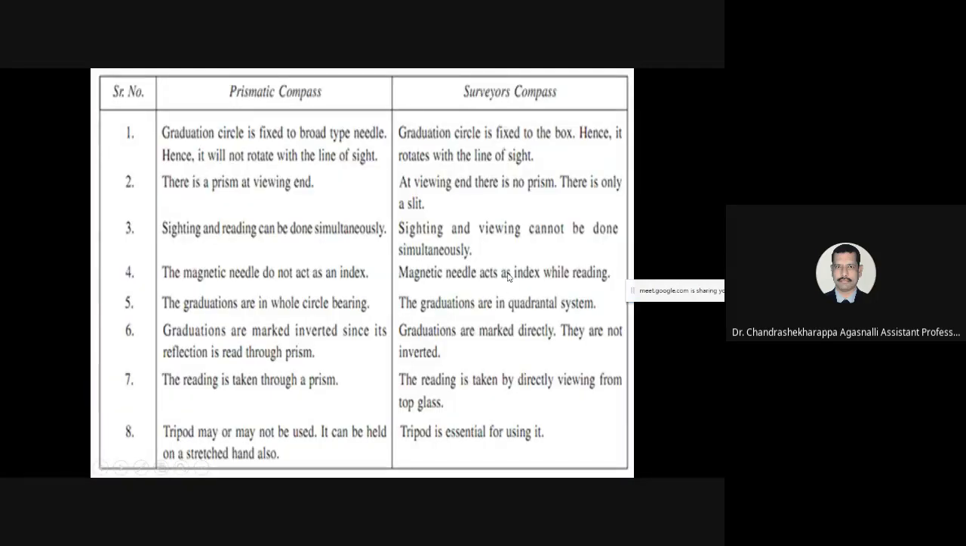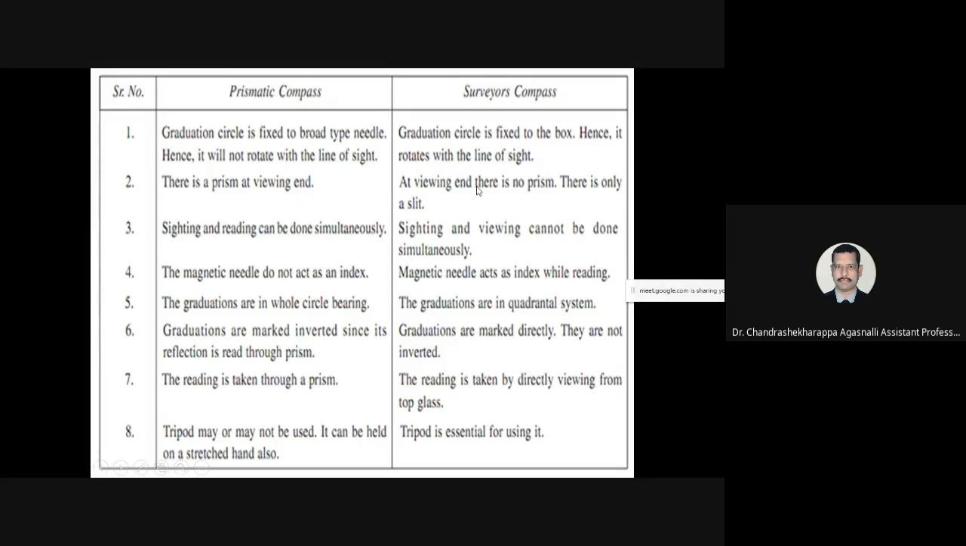What is the difference between the prismatic and surveyor compass? In the prismatic compass, the graduated circle is fixed to the box, whereas in a surveyor compass, the graduated circle is fixed to the box and hence it rotates with the line of sight. The directions are northeast, southwest, and east-west. The prismatic compass has a prism.